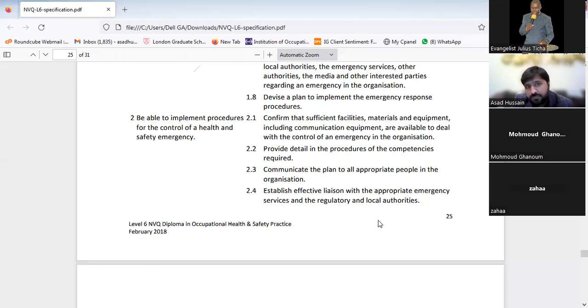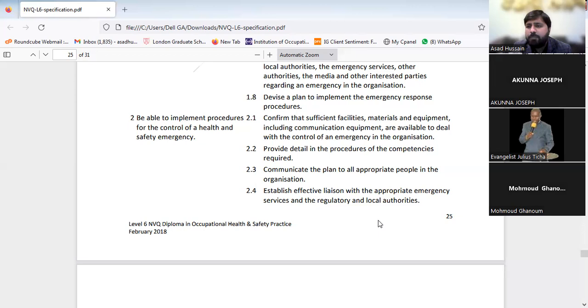Asad, this 1.8, this devising a plan, I think a mock drill can cover this one, yes? No, bro, no. A mock drill is a part of a training session. A mock drill or exercise of your emergency response procedure is a part of training. Here it is asking about a complete plan to implement the emergency response procedure in your organization. So the mock exercises and drills are actually a part of training sessions. Here it actually needs a complete plan.